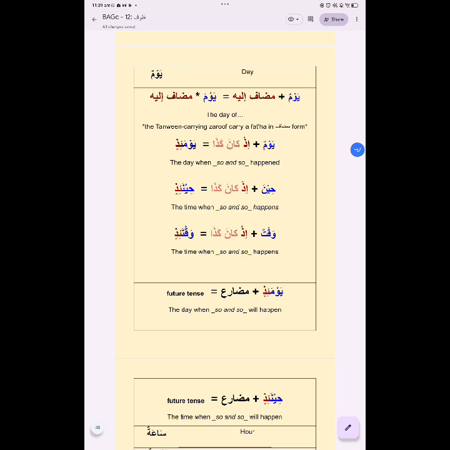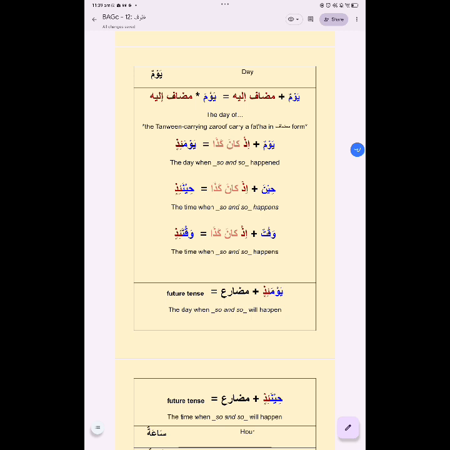Similarly, yawmun plus idh kana kadha means yawma idh, the day when so and so happened. Similarly, hina plus idh kana kadha means the time when so and so happens. Waqtun followed by idh kana kadha is equal to waqta idh, and it translates to the time when so and so happens. Not too important, but just know that these combinations exist.